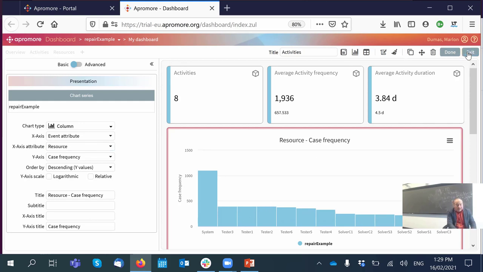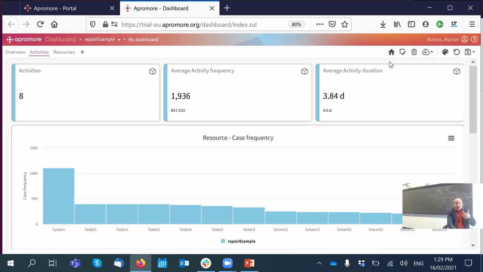We're gonna come back to this topic of customizing performance dashboards in lesson number 5, when we talk about a topic called performance mining, where we're gonna use process mining tools in order to analyze the performance of the process.